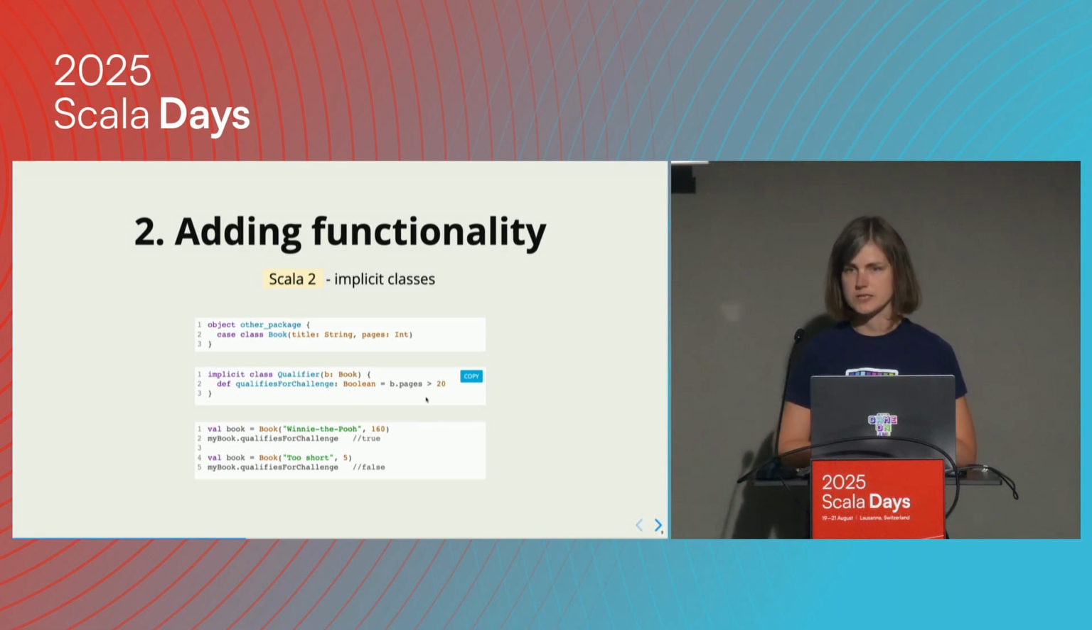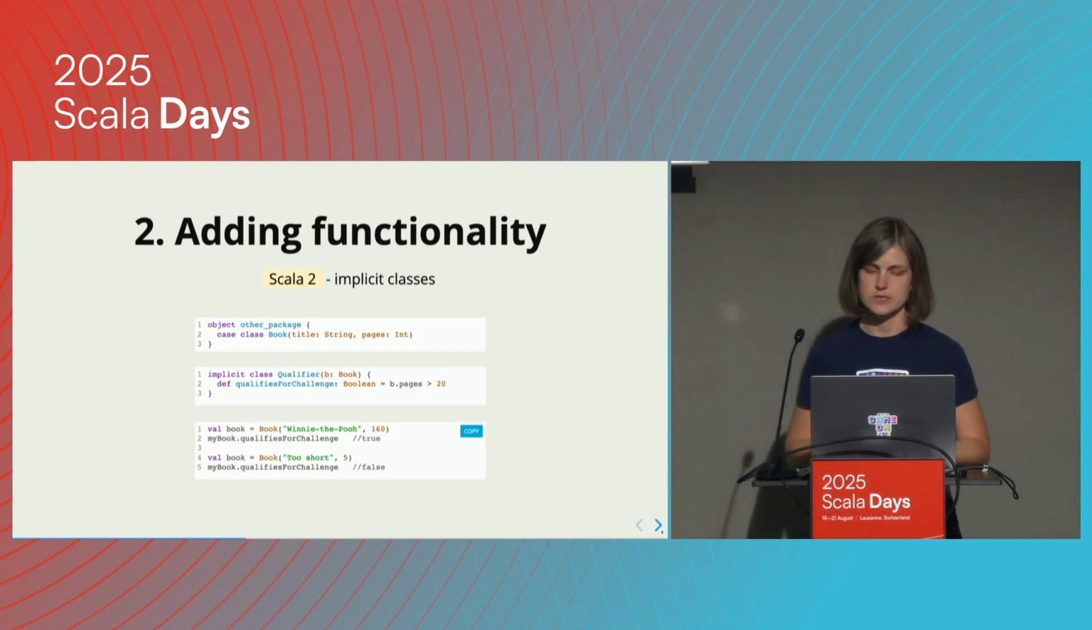If the number of pages is greater than 20, then the book qualifies for the challenge, and if it's very short, then it doesn't. So if we have such an implicit in scope, then the code at the bottom compiles, and we have added this method to the type which comes from somewhere else. We say that in our scope where we are interested in it, we are giving it this method. So that's a very useful feature.